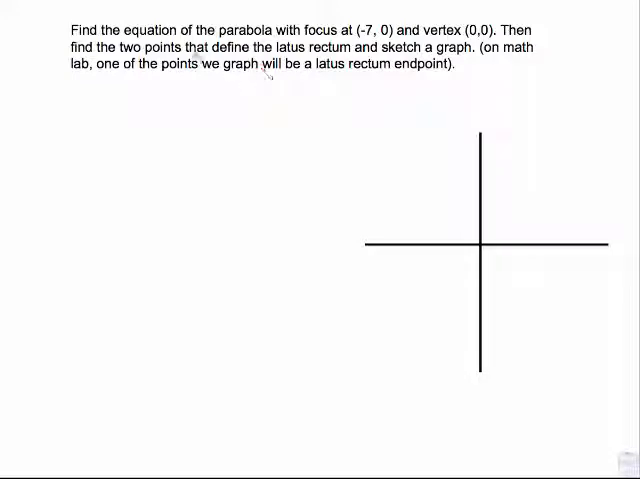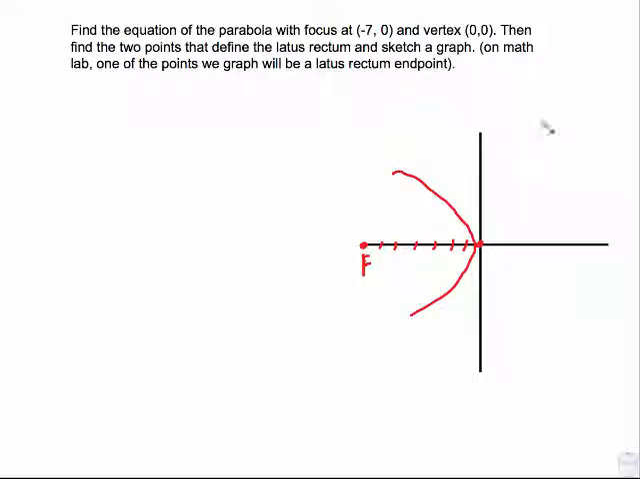So this is a problem that's asking us to work our way backwards. It says find the equation of the parabola with focus -7, 0 and vertex 0, 0, and then find the 2 points that define the latus rectum and sketch a graph. Now, it makes it sound like sketch the graph should happen at the end. I like to go directly to the graph to have an idea of what kind of parabola I'm dealing with because that helps me get the right formula. So it's got a focus at -7, 0. So there's my focus. And if my focus is on this axis and my vertex is 0, 0, that tells me that I have a sideways parabola. It has to.